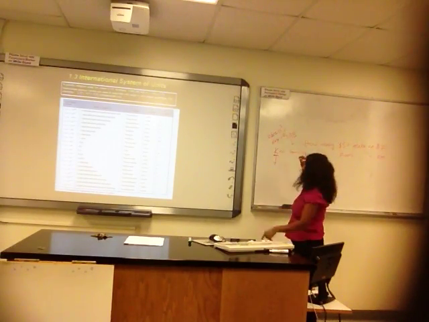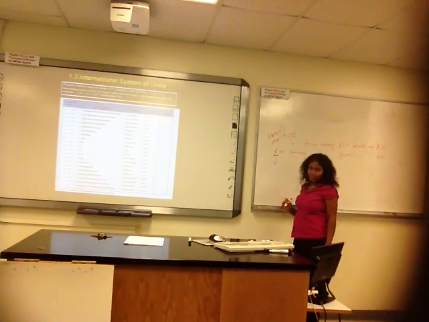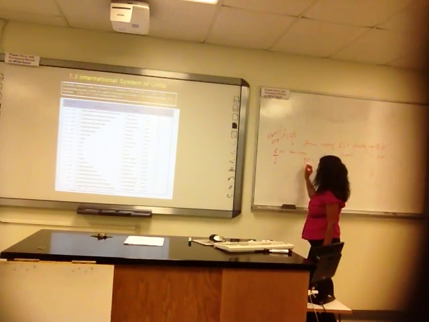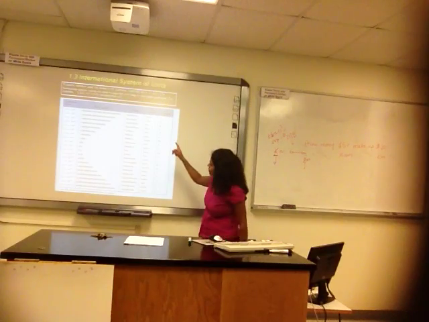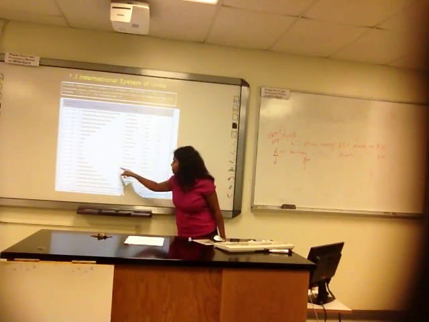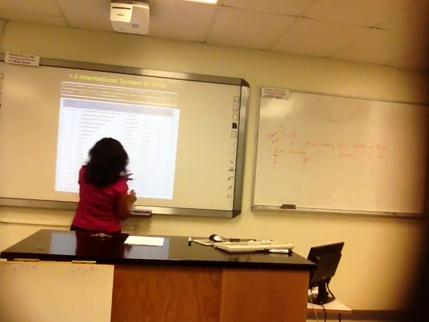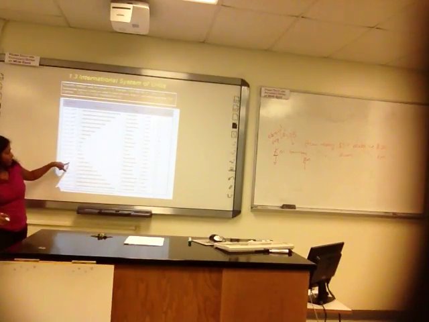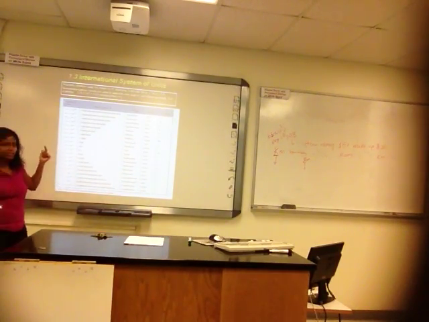And when you're in your formula sheet, you're going to look at something like this. And then you're going to look at micro. Where is micro right here? Right here, right? This is micro, 10 to the power of negative 6 right here. So you'll see those things.